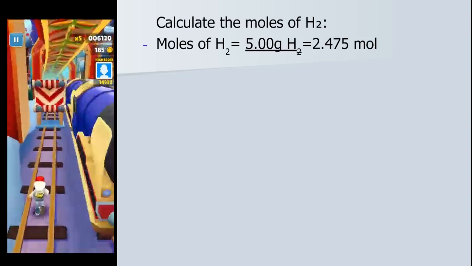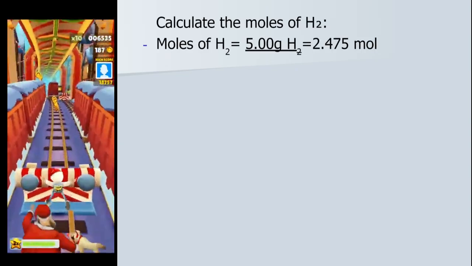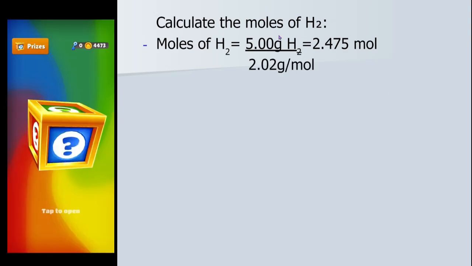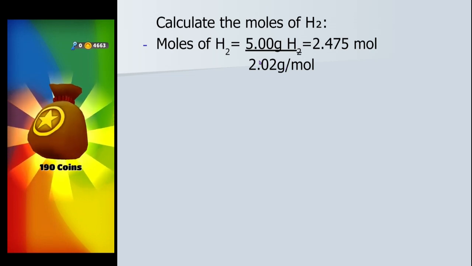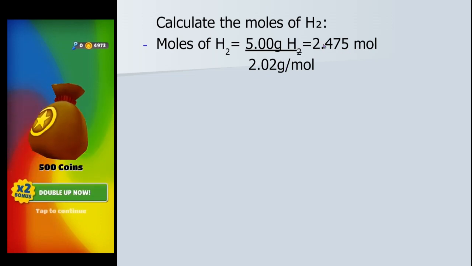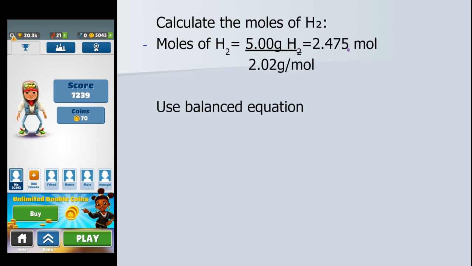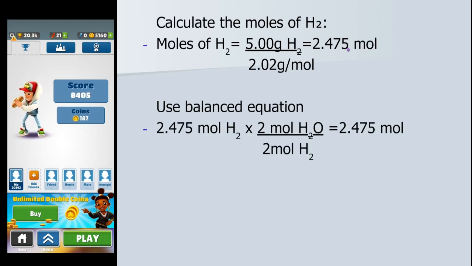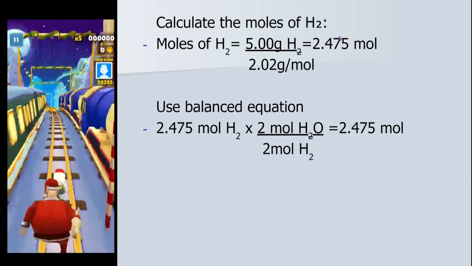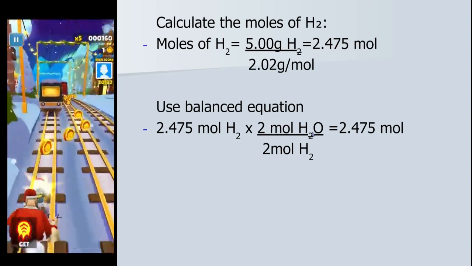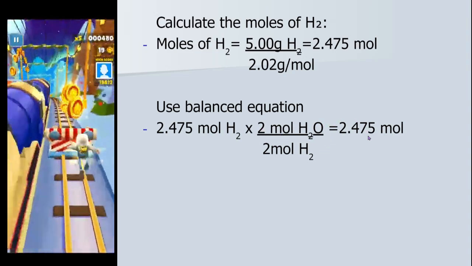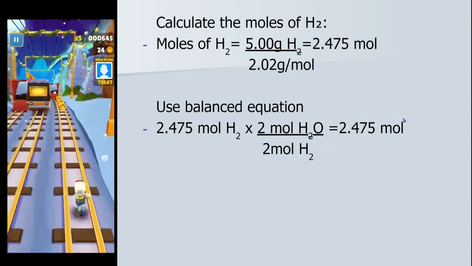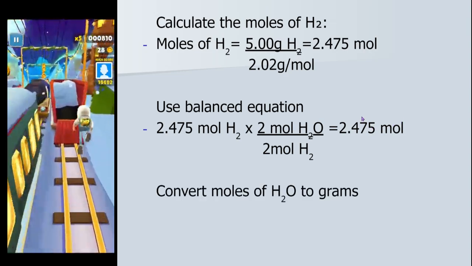Well, moving on. To calculate the moles of H2, we're going to start with the grams of H2 given by the equation, divided by the molar mass of H2. This will give us 2.475 moles. Now, using the balanced equation, we will multiply the moles of H2 by the mole ratio of H2O to H2. And because this is essentially 1-to-1, we will be left with 2.475 moles of H2O.